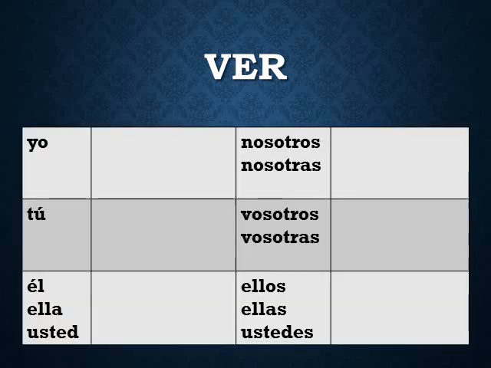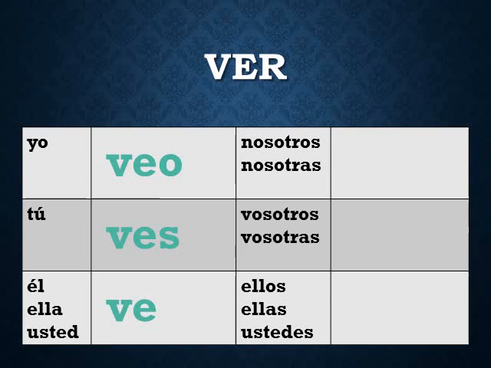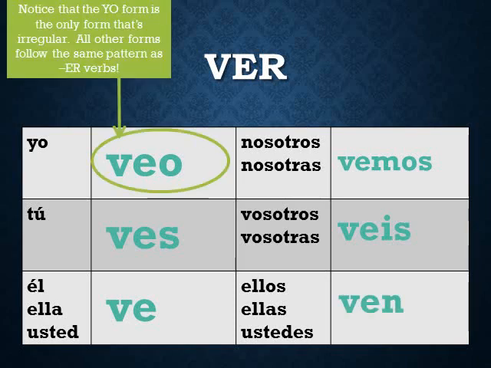Okay? All right, let's take a look at ver. Ver means to see, remember? Okay, the yo form is veo, the tú form is ves, él, ella, usted form is ve, nosotros form is vemos, vosotros form is veis, and the ellos, ellas, ustedes form is ven. Again, notice that the yo form is the only one that's irregular. All other forms follow the same pattern as the ER verbs. So whenever I take the ER off of ver, I'm only left with the letter V, okay? So all I do is add my endings to the letter V, and then I have my verb conjugations for all forms, okay? Except the yo form. Yo form is the one that's irregular.